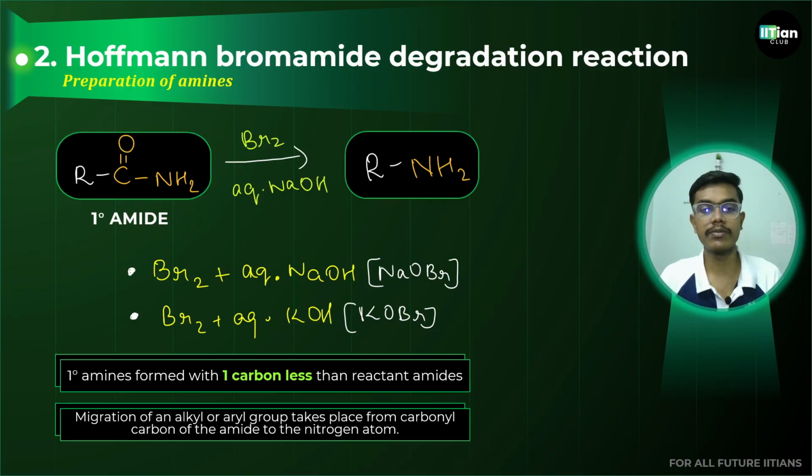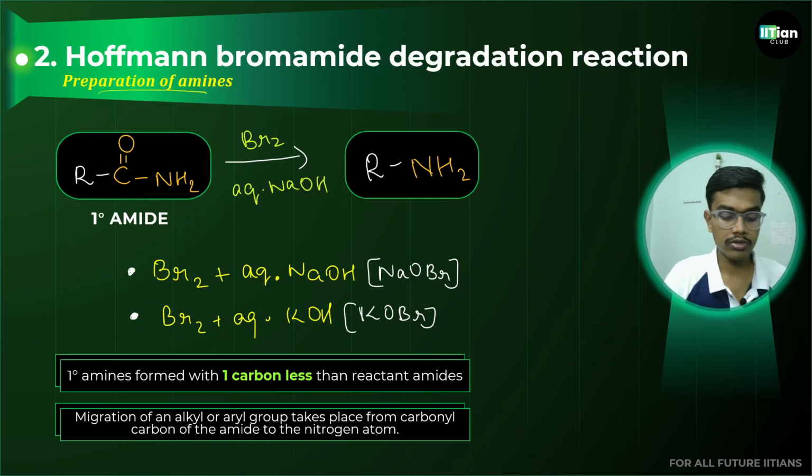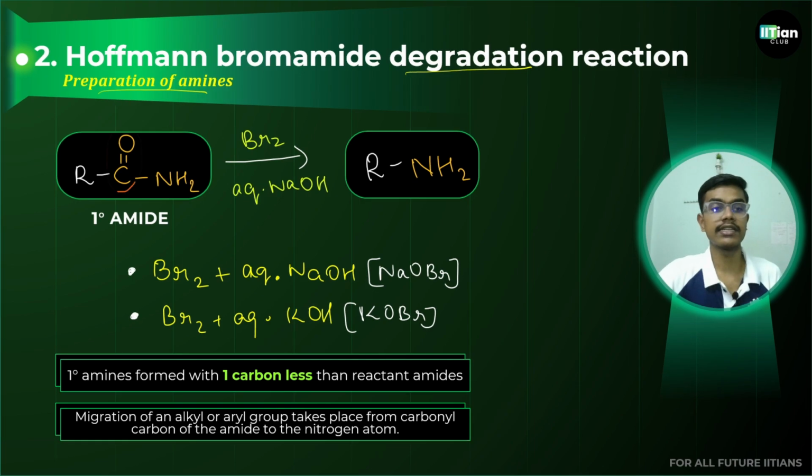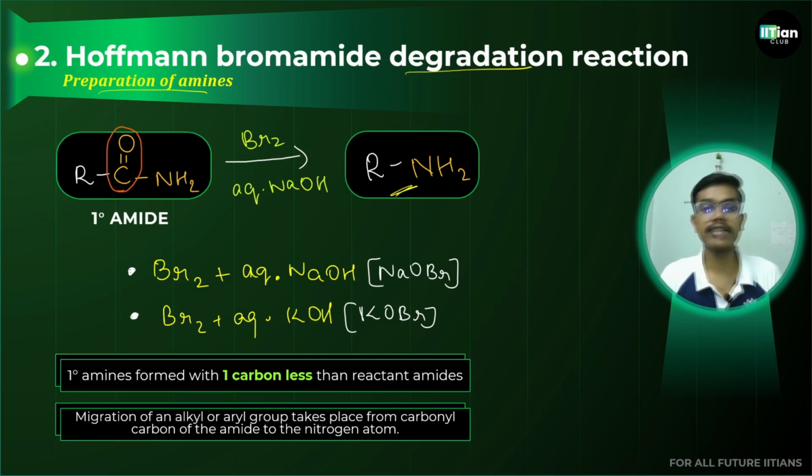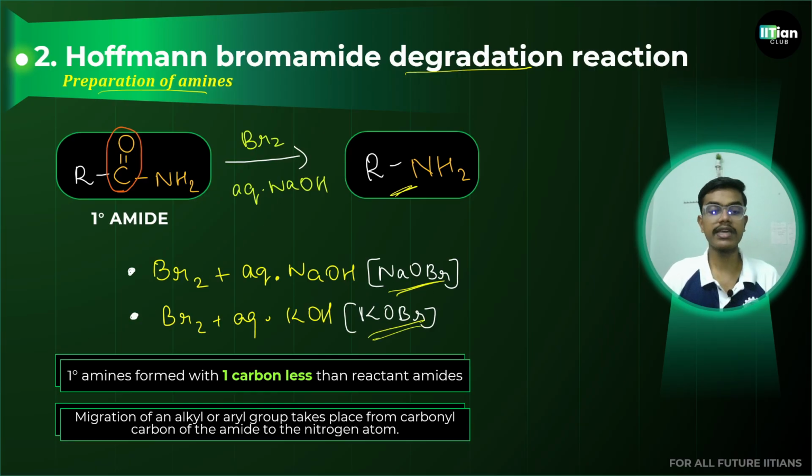Next, we have Hoffmann bromamide degradation reaction. This is also preparation of amines. As the name suggests, there is a degradation. This carbonyl group of the amide is getting degraded. Hence, you see that there is 1 carbon less in the product side, and the reagent over here is bromine and aqueous NaOH, or bromine and aqueous KOH. Sometimes it is written as NaOBr and KOBr. You should not get confused with that.